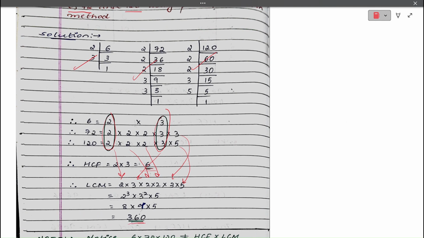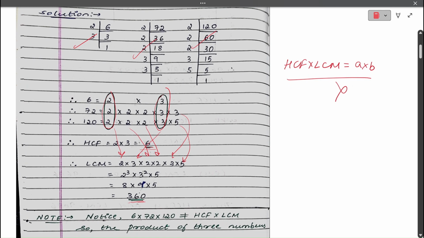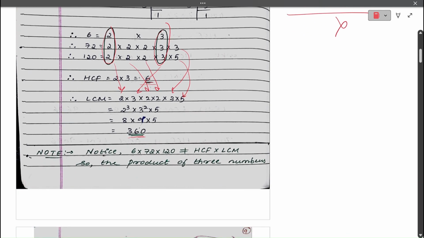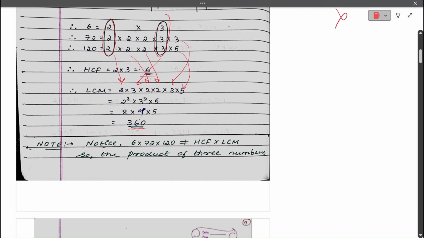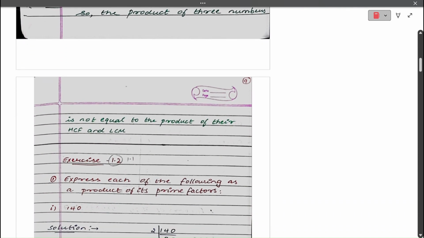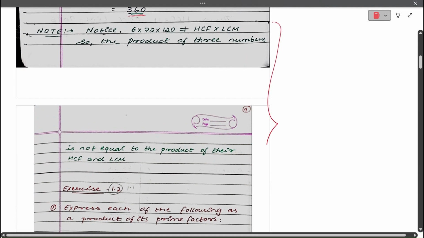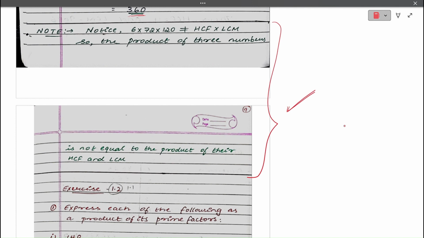So here we can't use this formula, HCF into LCM is equal to A into B. This formula is not used here for a reason: this is only for two numbers, but we have three numbers here. So very simple, you can notice that 6 into 72 into 120 is not equal to the HCF into LCM. So the product of three numbers is not equal to the product of their HCF and LCM. This is one of the important points which we have to remember.